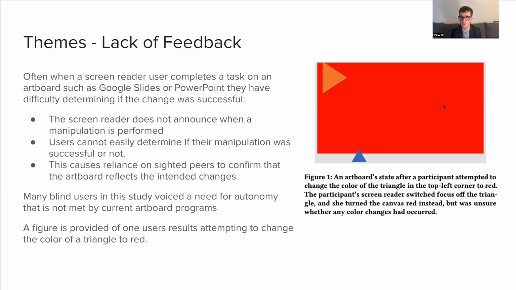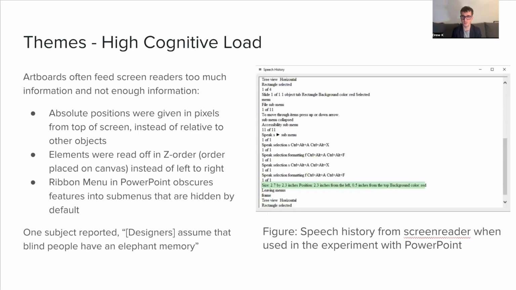A lack of autonomy for blind users when using digital artboards was another theme that came up during usability testing, but did not make the list of top themes for this research. Many users indicated that they would be very excited if they could use artboards autonomously to create presentations for both sighted and blind peers. Another theme that came across through the research is high cognitive load experienced by blind users when both interpreting and manipulating artboards.